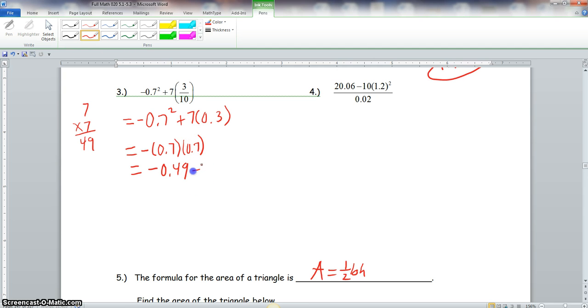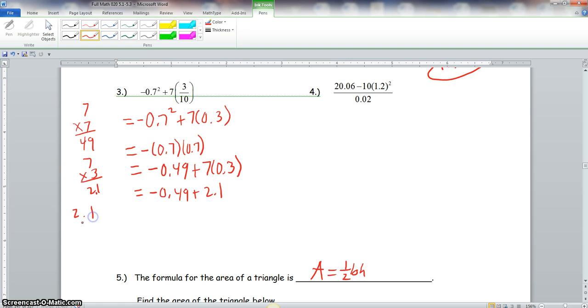And then we bring down our plus 7 times 0.3. Now, we need to multiply this 7 times 0.3, which is the same as saying 7 times 3, which is 21. And we have 1 digit behind the decimal, so we must have 1 digit behind the decimal in our final answer. So now we have negative 0.49 plus 2.1. Now we know we're going to subtract here, so let's set this up in the subtraction form.